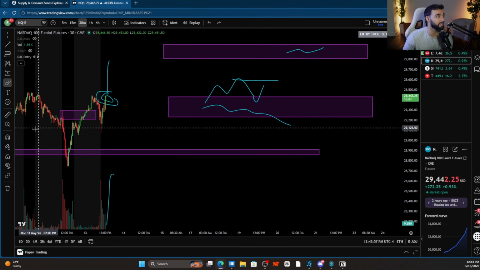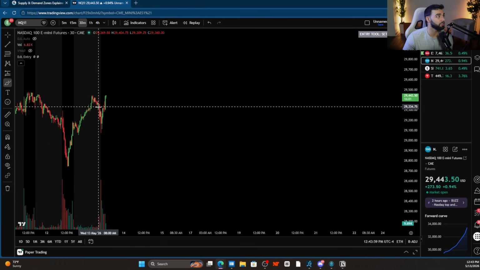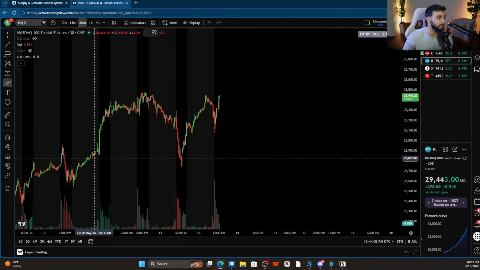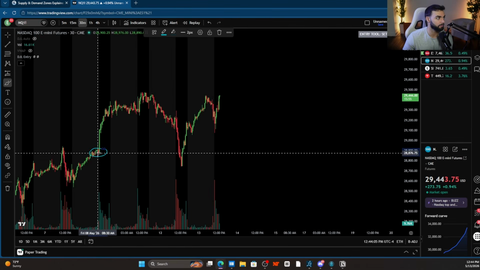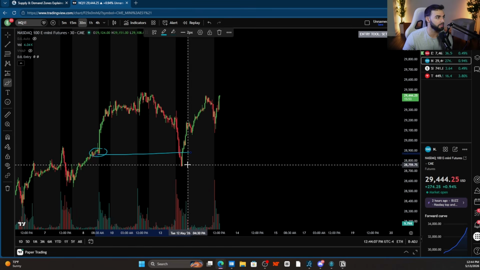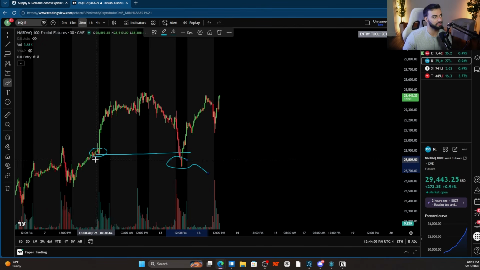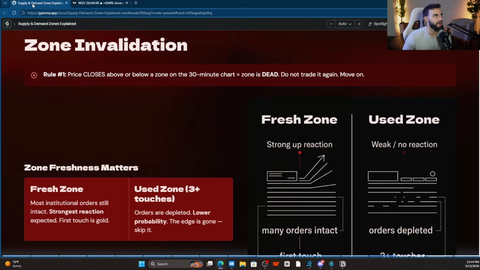And we have a lot of examples actually showing up here that we can just look at on NQ. So we had a demand zone right here, right? If we draw the line at the bottom of the zone right here, we close underneath that on the 30-minute time frame. So this zone is now invalid for me.